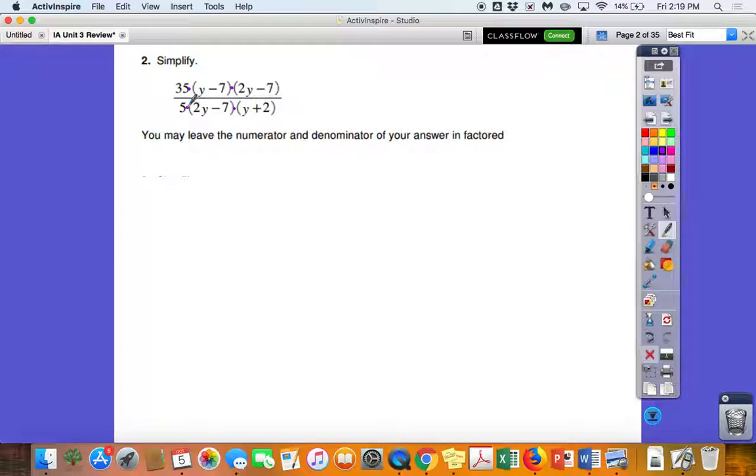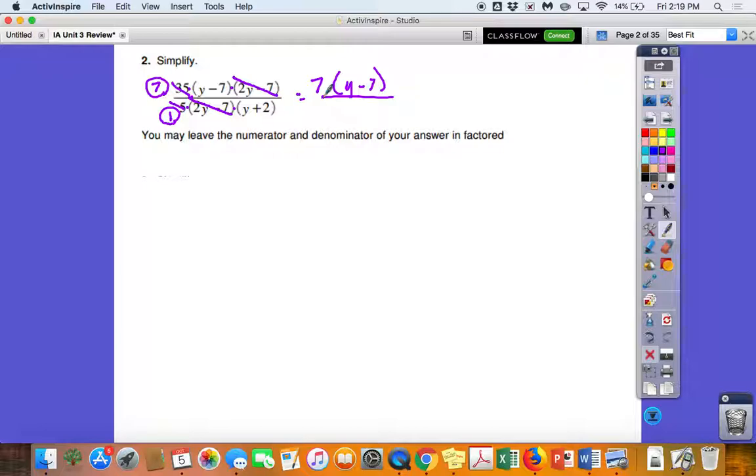So I see 2y minus 7. So I can take that entire factor because it is multiplied times 5 and it's multiplied times y plus 2. And I can take this factor because it's multiplied times the other stuff in the top. But since it's got the subtraction, you have to take the whole thing. All right, now the only other thing I see that can reduce is the 5 and the 35. 5 goes into 5 one time, and 5 goes into 35 7 times.